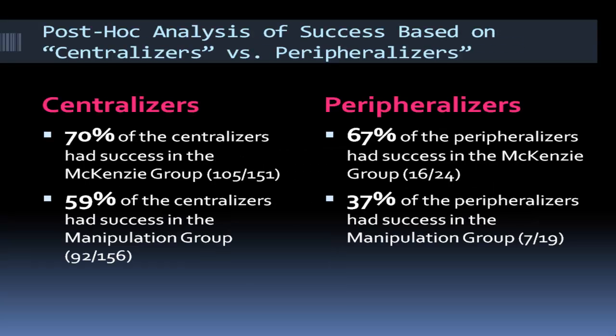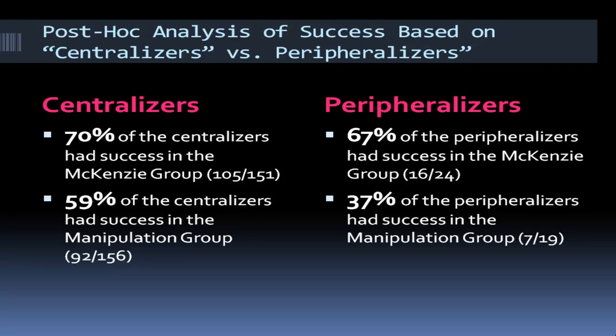The researchers did some post-hoc or after-study data analysis that's interesting. 70% of the patients who were centralized patients had success in the McKenzie group. So out of 151 patients who centralized in the McKenzie group, 105 had success. Only 59% of the centralizing patients had success in the manipulation group, so that out of 156 centralizers in the manipulation group, only 92 had success.